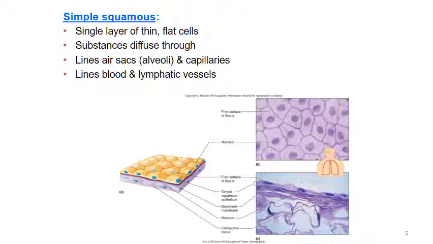Okay, so this chapter is really just memorizing the functions and locations for these. And so I'm going to show here what I want you guys to know. For this one, the function, know that this is for diffusion of, it could be gases, molecules. So because the cells are so flat, so skinny, molecules are easily able to go through. And know that this is a good example for the location, the air sacs or the alveoli in our lungs.